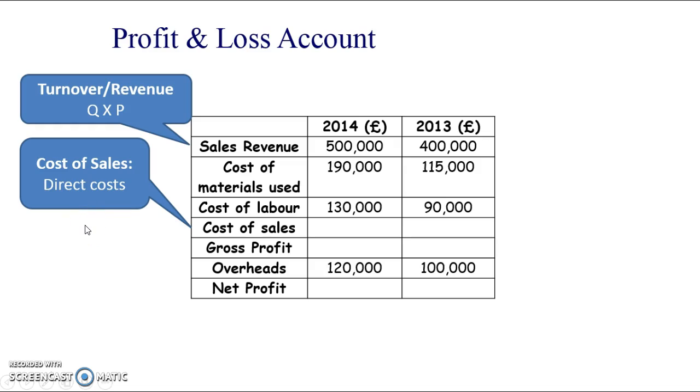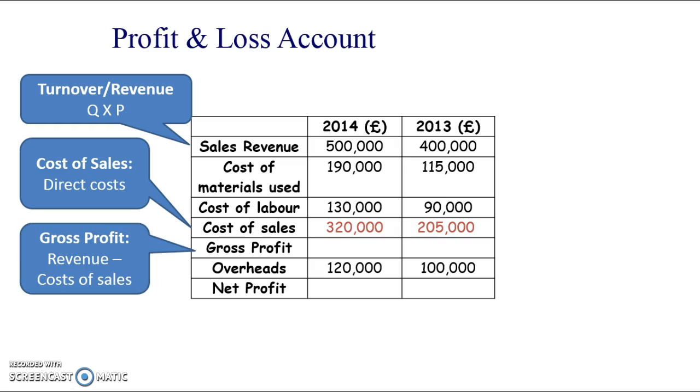Now, this is the new thing that you'll be learning, cost of sales. These are what we call the direct costs. These are the costs of making those goods and services, the materials used and the labour that has gone into making them. There will be other costs to run a business, your utility bills, the marketing bills, the accounting bills, and those types of things. When we're looking at cost of sales, we're only looking at direct costs, the actual physical costs of making that product. All you need to do to work out cost of sales is add up those two numbers, the cost of materials used and the cost of labour used. I get 320,000 in 2014, and it was 205,000 in 2013.